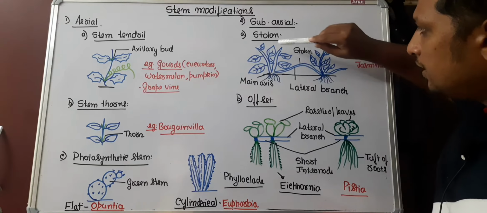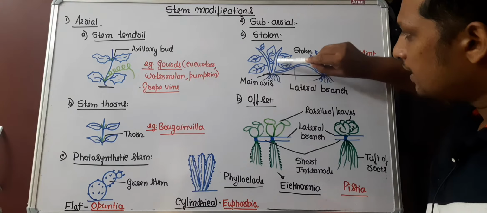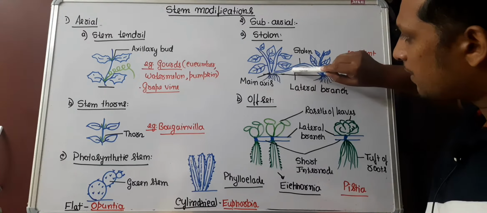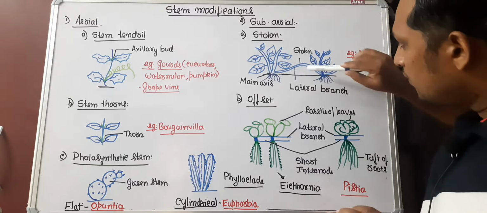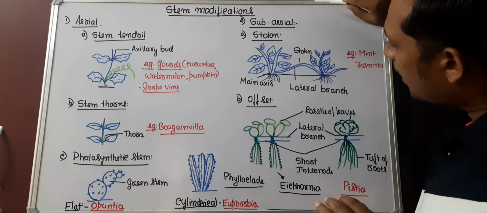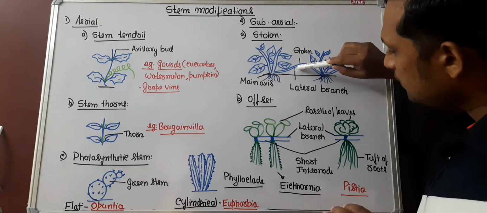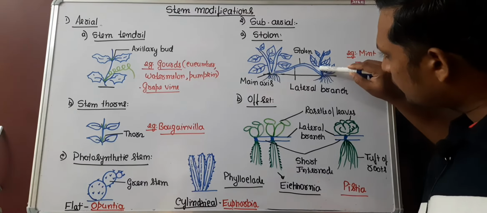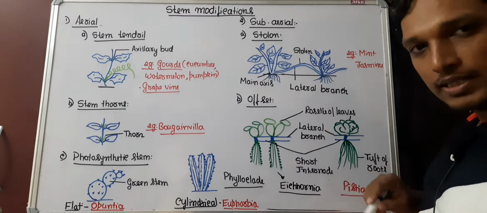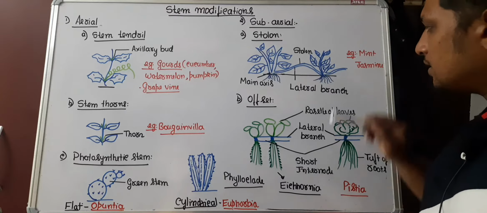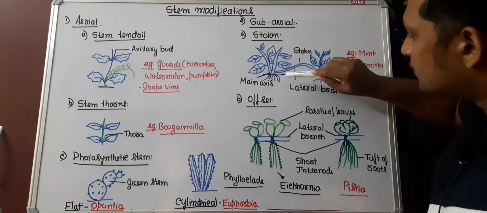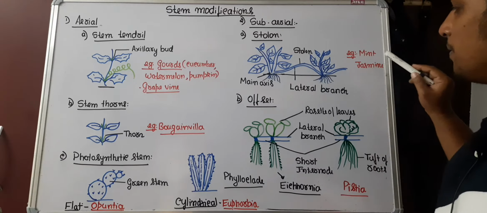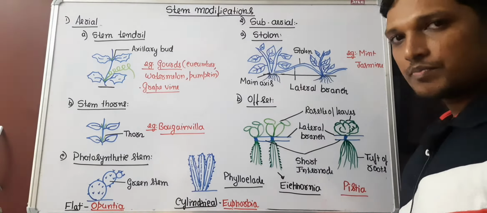Stolon is a subaerial modification where, from the base of the main axis of the stem, a lateral branch will come. It is slender, so this lateral branch cannot grow up continuously. Instead, it will arch downwards. Wherever it touches the soil, it produces one more new plant. So it is a sort of vegetative propagation. These lateral branches which are slender and arch downwards are called stolon. Example, mint and jasmine produce such stolons.